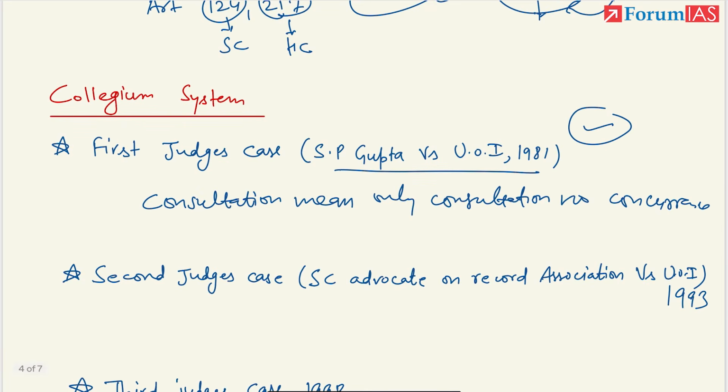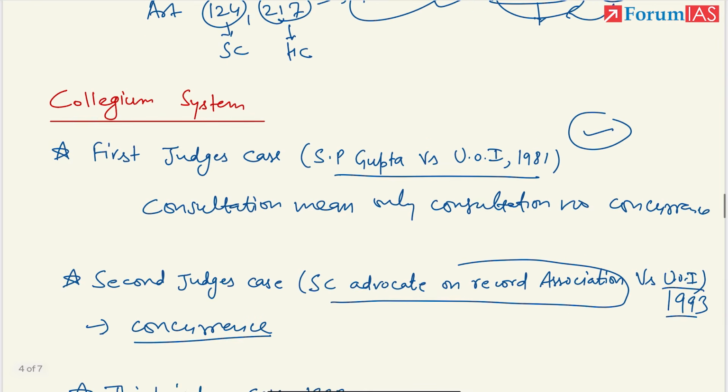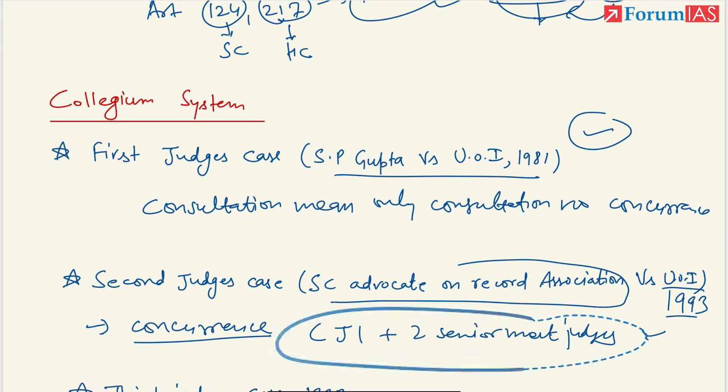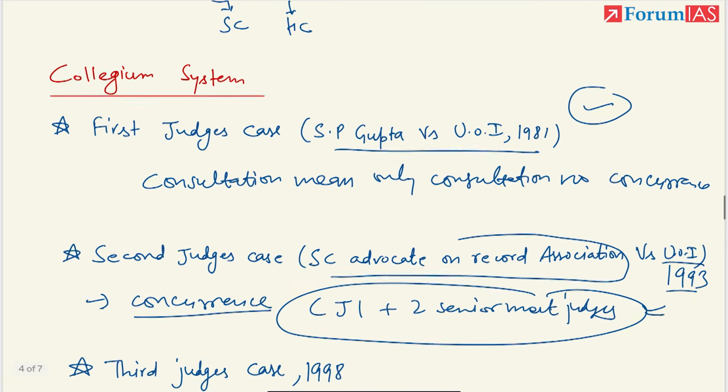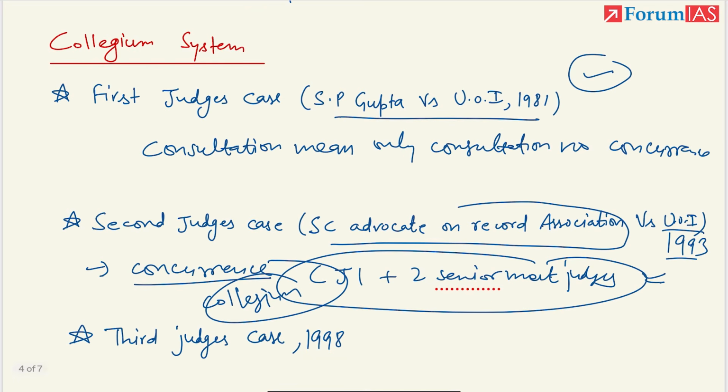Now, the second case, filed by the Supreme Court Advocates on Record Association v. Union of India, 1993. Here, the Supreme Court said consultation means concurrence. Yes, it is obligatory on the part of the government to accept the recommendations of the CJI. But here they say it is not only the CJI, but the CJI plus 2 senior most judges of the Supreme Court. Whatever the Collegium says, it has to be accepted. Now, this is the origin of the Collegium. Second Judges' case, 1993. To clarify this, under Article 143, the government asked the Supreme Court to clarify what this is.